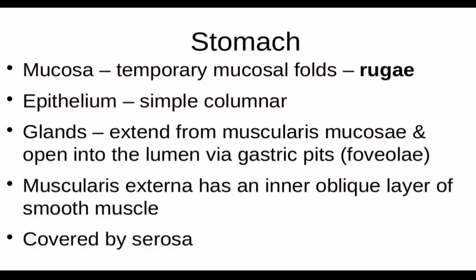So another notable difference for the stomach: for the muscularis externa, we have those 2 layers, the inner circular and the outer longitudinal. We also have a third layer, which you actually call the oblique layer. This is the innermost layer, so it is obliquely oriented. Then we have the circular and the longitudinal. The stomach is covered by serosa because it is intraperitoneal.